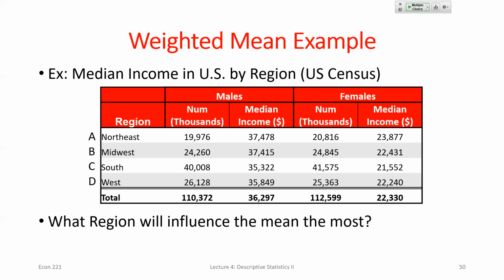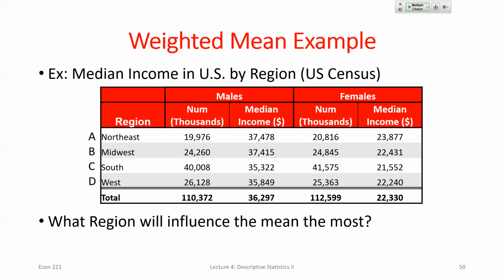Just go through, take each group's value for X, which is income, multiply it by the weight of that group, do that for every single one of these regions, add them all up, and then divide by the sum of my weights here, which would just be adding up the number of people in each region. Okay.